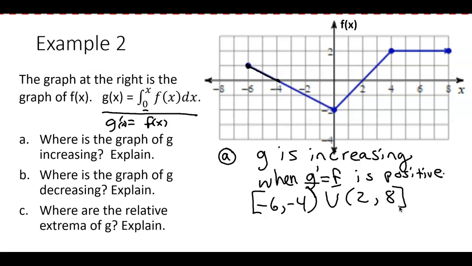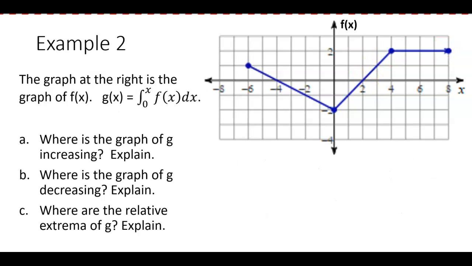So where is g increasing? G is increasing when its derivative, which is f, represented by this graph above, is positive, and that happens here and over here. Okay, let's do another one here. Where is the graph of g decreasing? And so, number 2. G is decreasing when what?